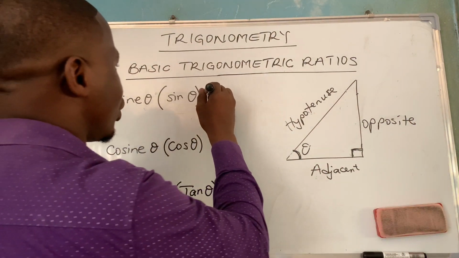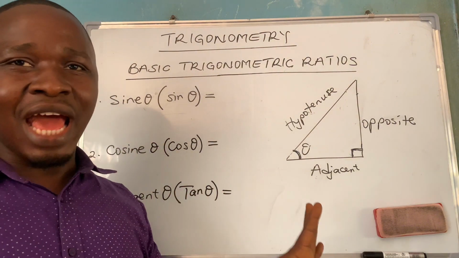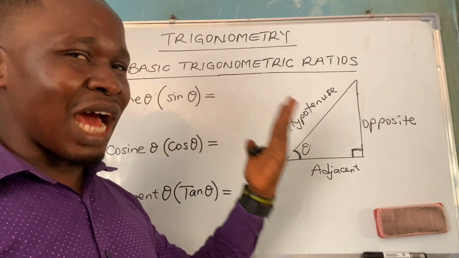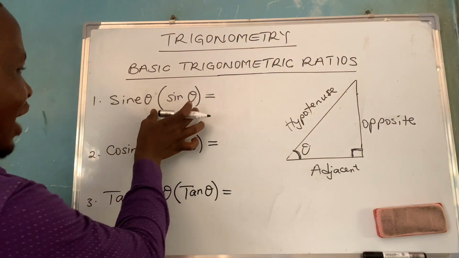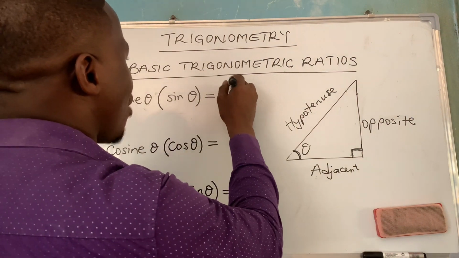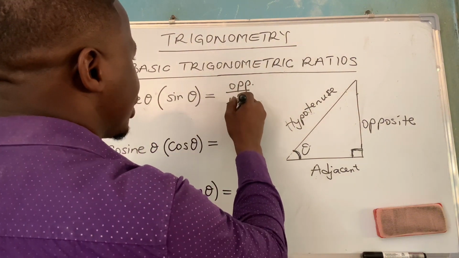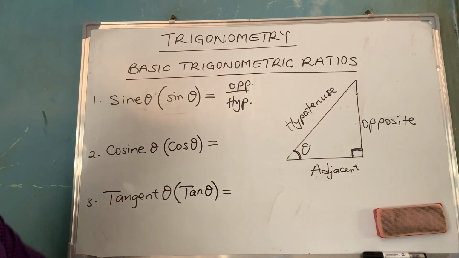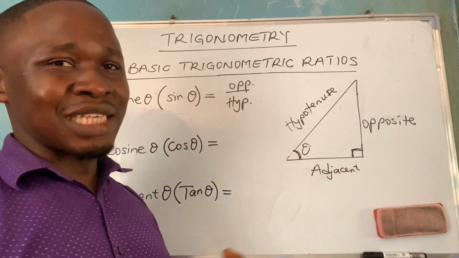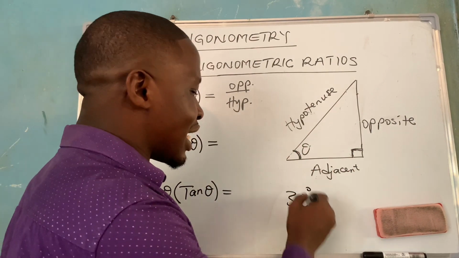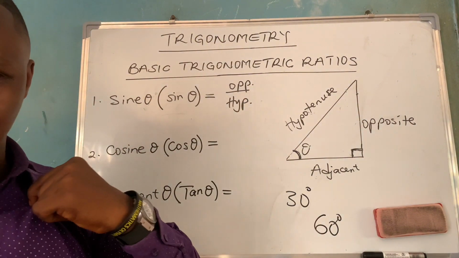It is understood in mathematics that sine of any angle, be it theta, alpha, gamma, or whatsoever, is equal to the opposite side of that right angle triangle over the hypotenuse side. So sine of theta, sine of beta, sine of alpha, sine of 30 degrees, sine of 60 degrees is equal to the opposite side over the hypotenuse side.